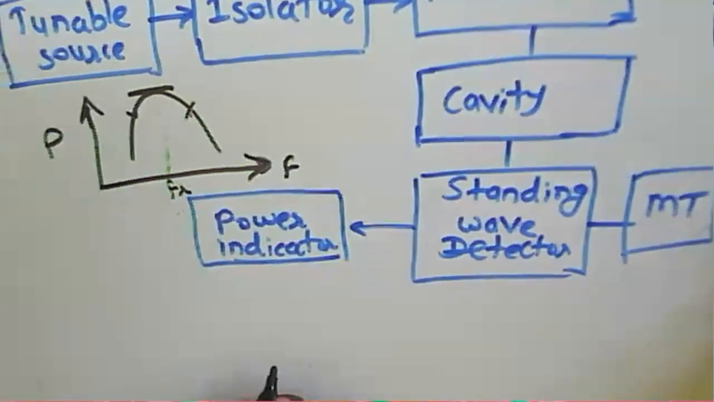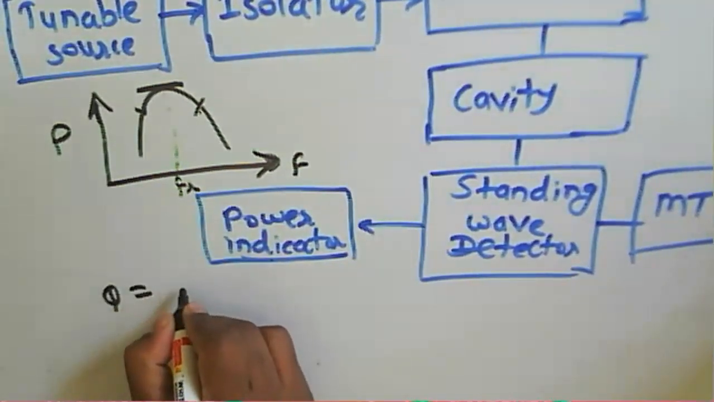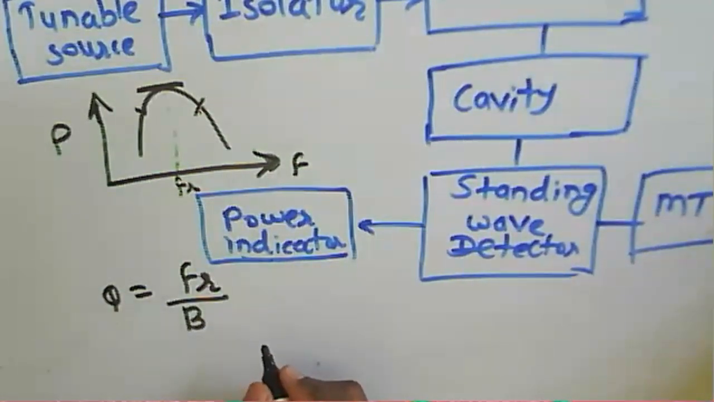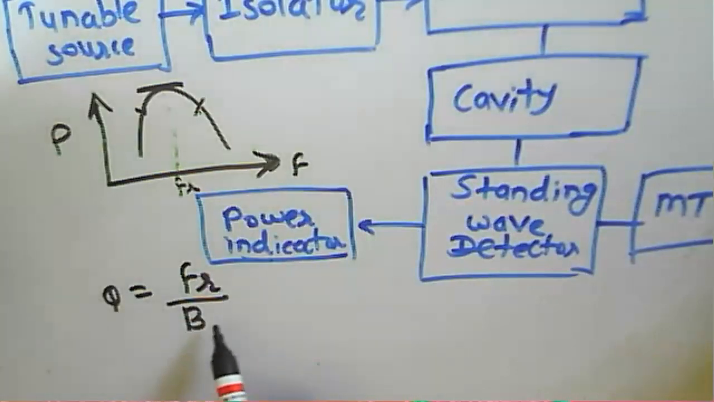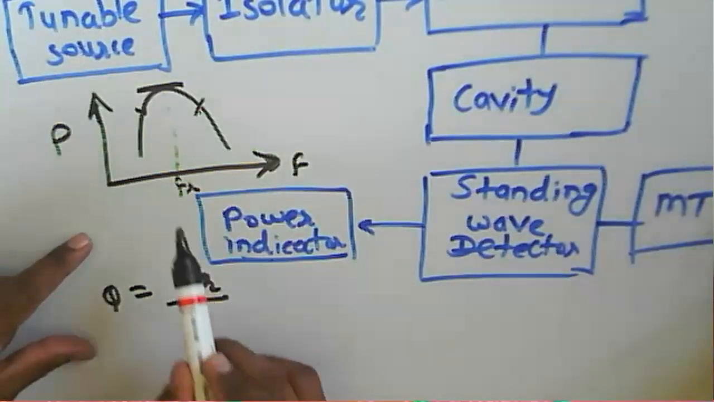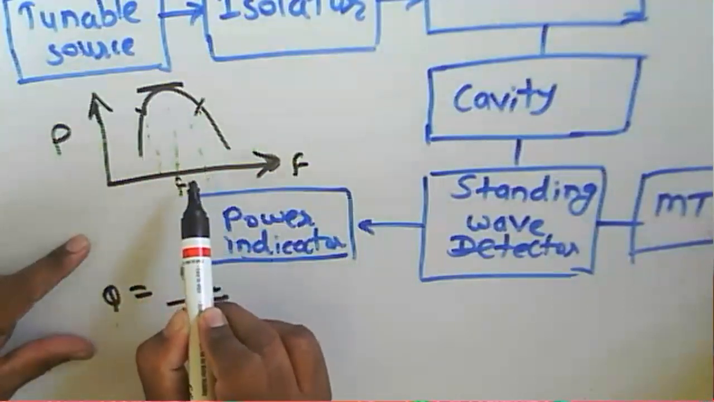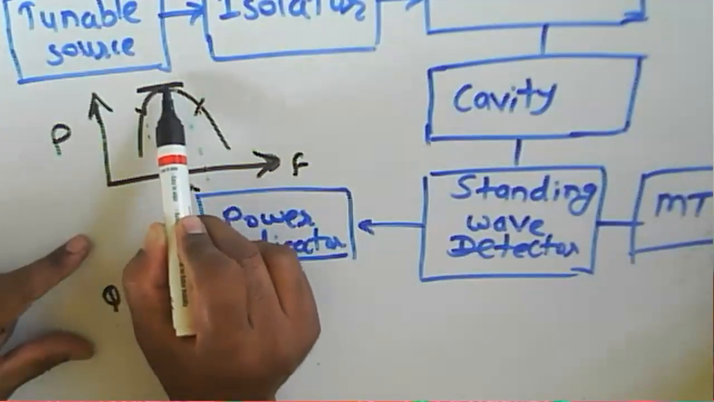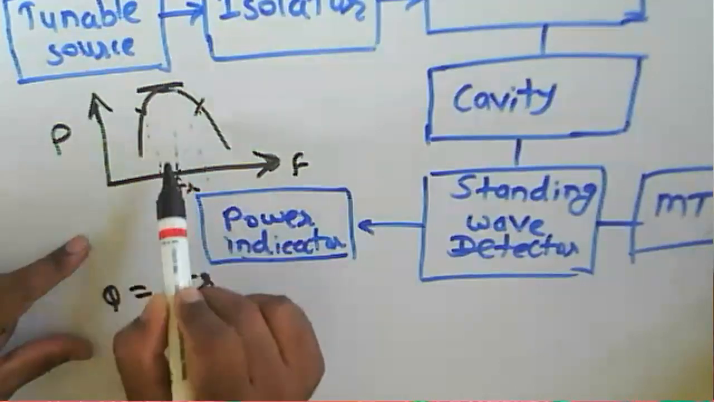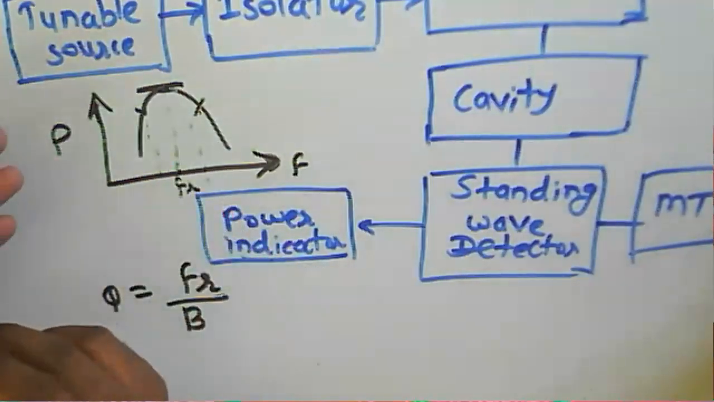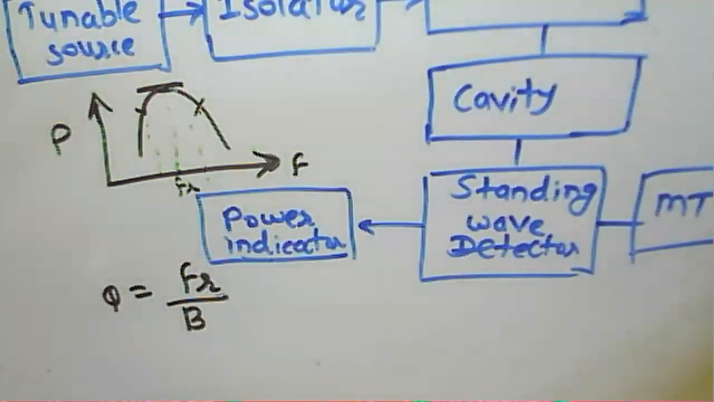For this graph, what will be the resonant frequency and what will be the bandwidth? That is used to find the Q of the cavity. The bandwidth is a range of frequency, and we get the maximum power at the resonant frequency. We get the resonant frequency and the bandwidth, and this way we calculate the Q of the cavity. That is the cavity measurement using the transmission method.